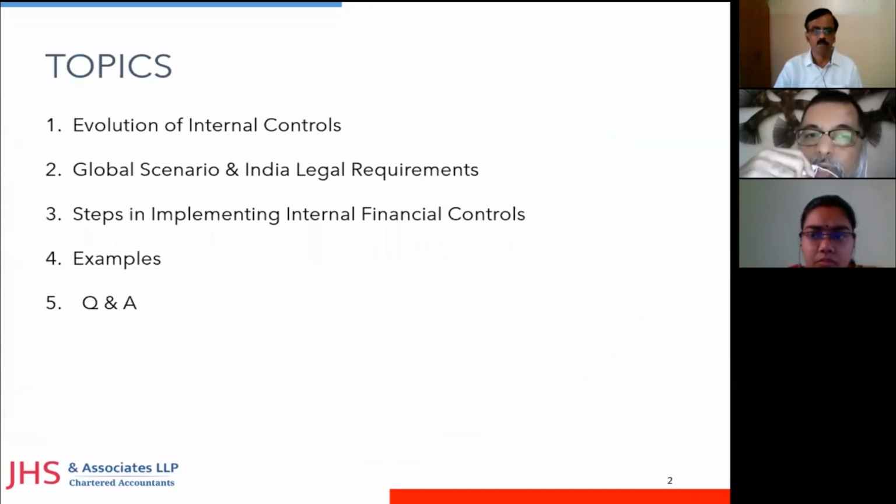We will look at the global scenario of internal financial controls and specifically what the Indian legal requirements of internal financial controls are. We will look at the classical steps that are necessary for implementing an end-to-end internal financial control system in an entity. And these steps are in line with what the guidance note of the Institute of Chartered Accountants of India has pronounced. And we will also look at a few examples.